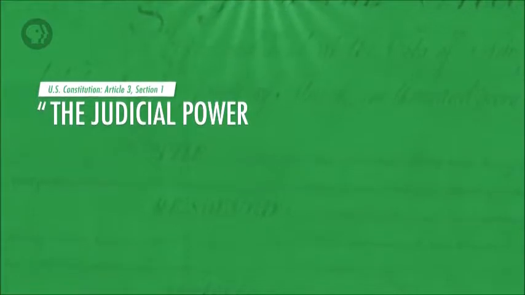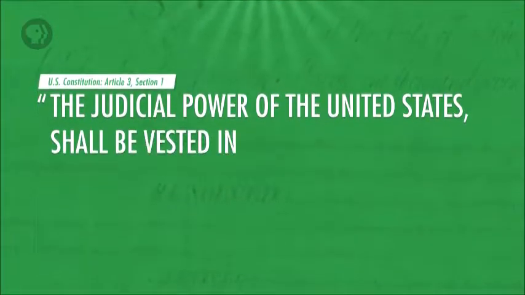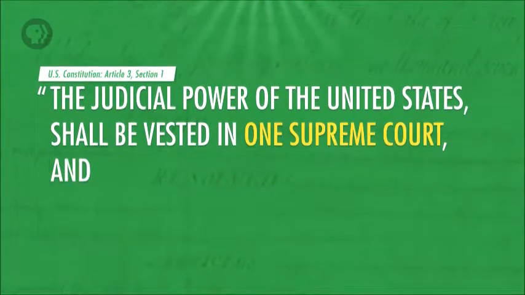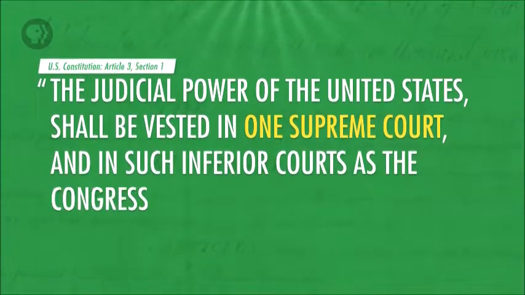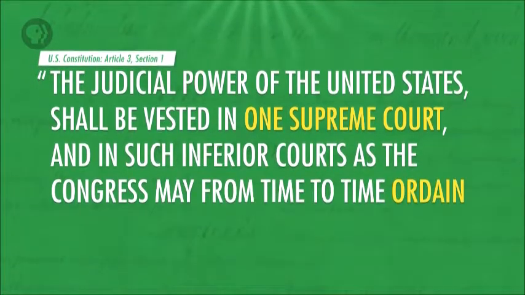Here's the first sentence of Article 3, Section 1. "The judicial power of the United States shall be vested in one Supreme Court, and in such inferior courts as the Congress may from time to time ordain and establish." At least the framers realized that the entire United States would probably need more than one court. But notice right there in the sentence that Congress has the power to create all other courts.